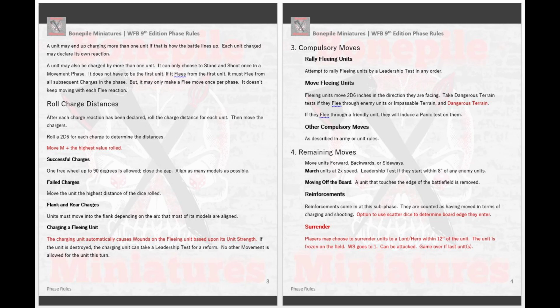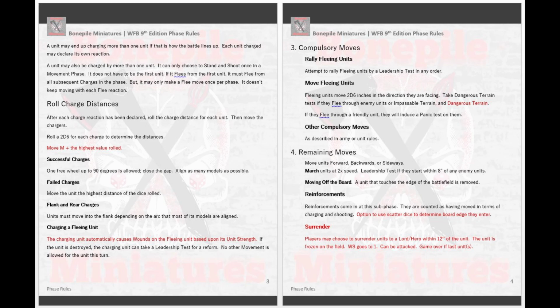So in our rules, fleeing units take dangerous terrain checks in dangerous terrain. And that dangerous terrain check is covered more fully in the chapter about terrain. And we will cover those changes when we get to that section. Okay, so moving on. It looks like other compulsory moves are the same, and so we move into the remaining moves. Marching and such are all the same. And now look under reinforcements.